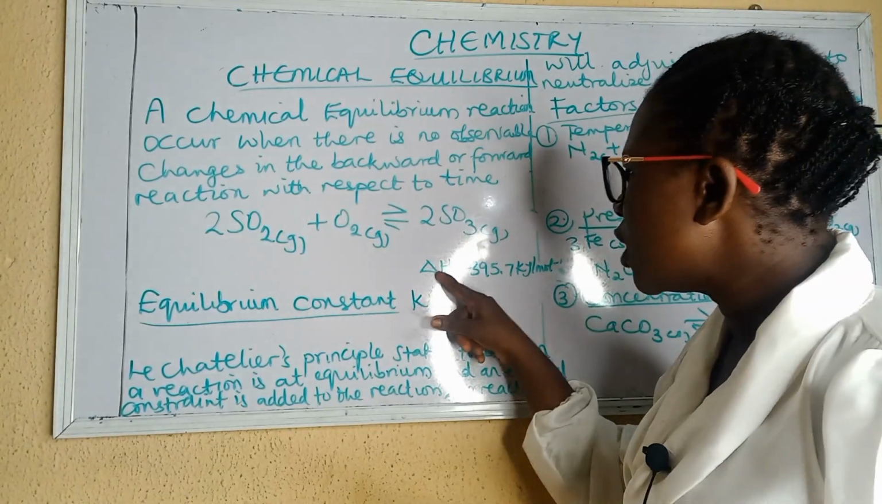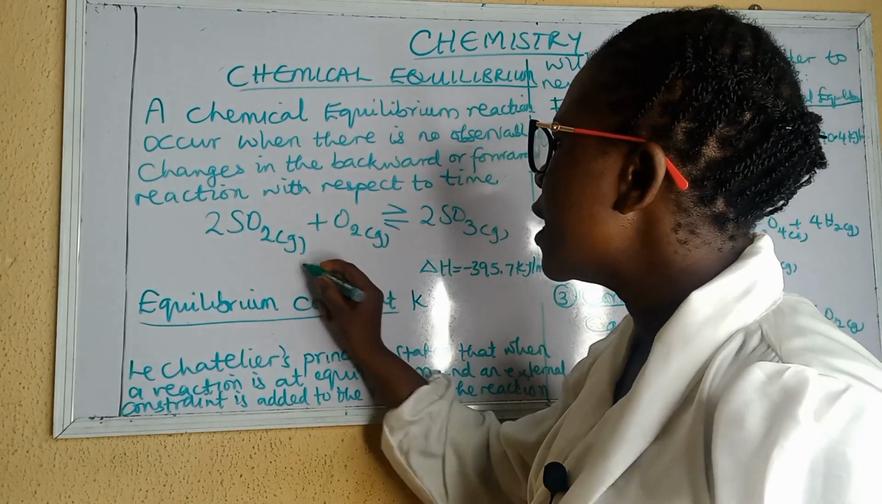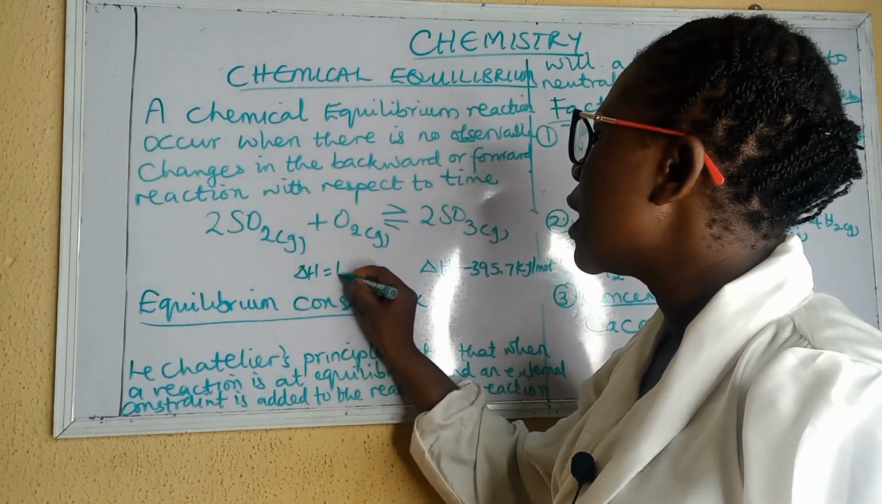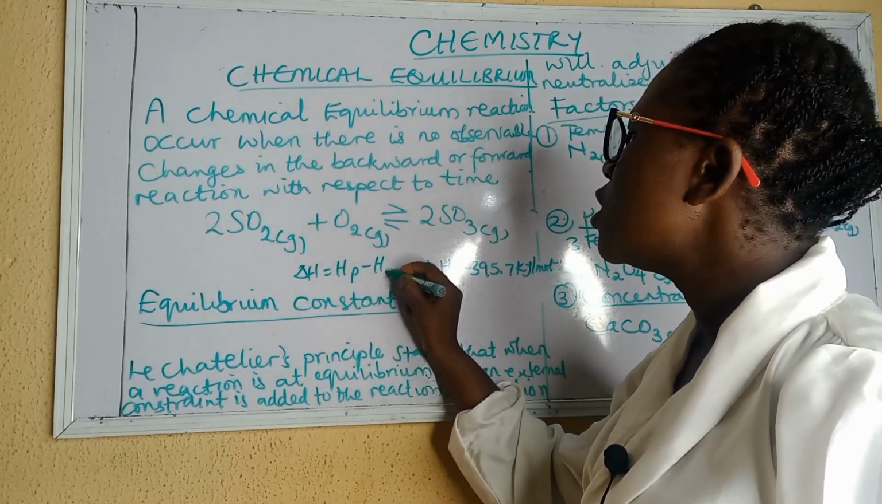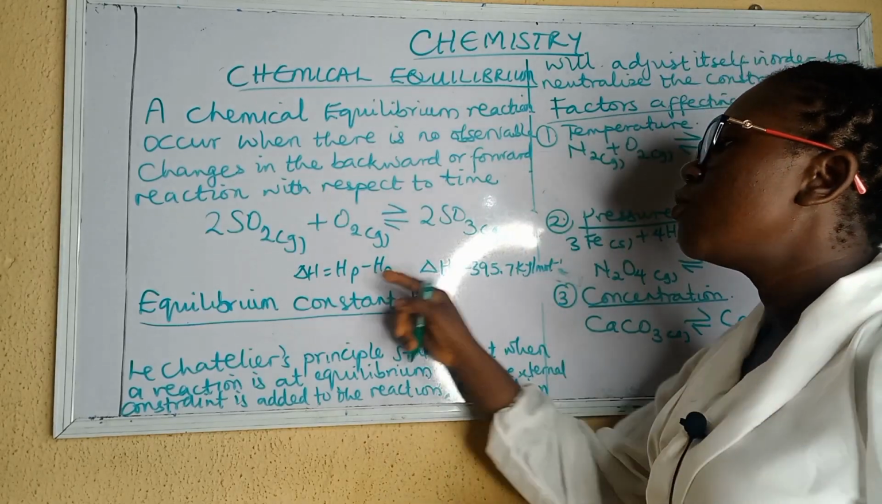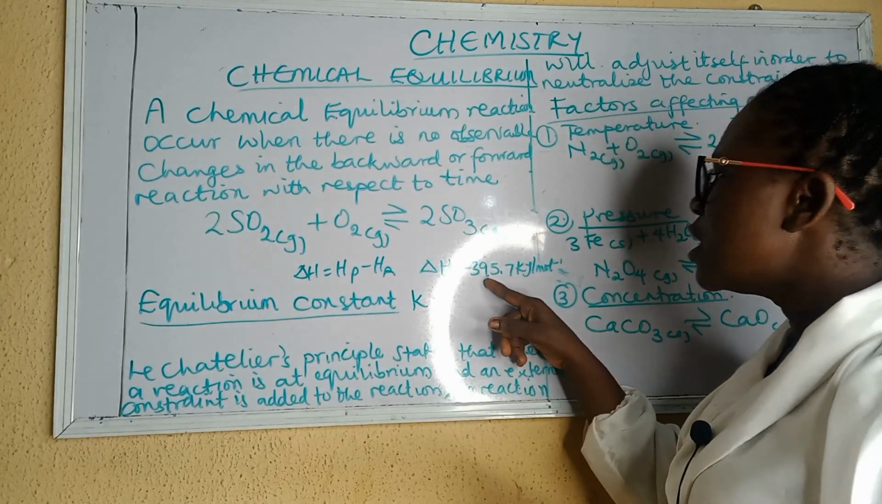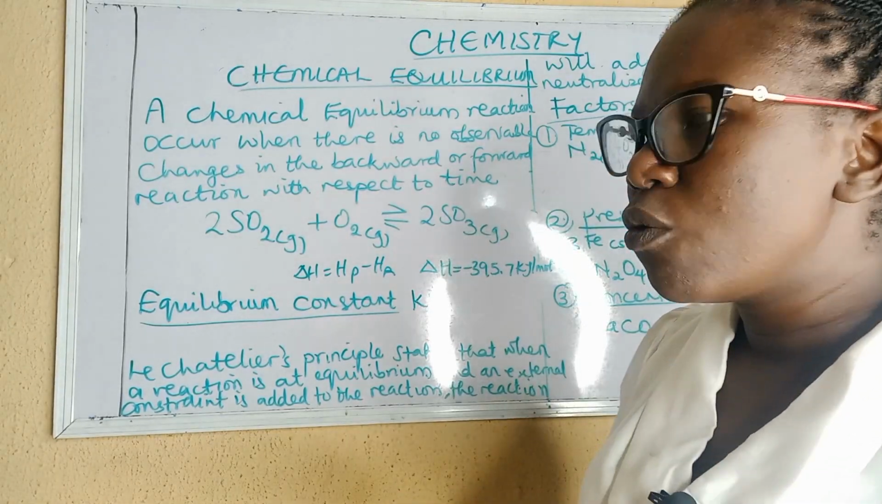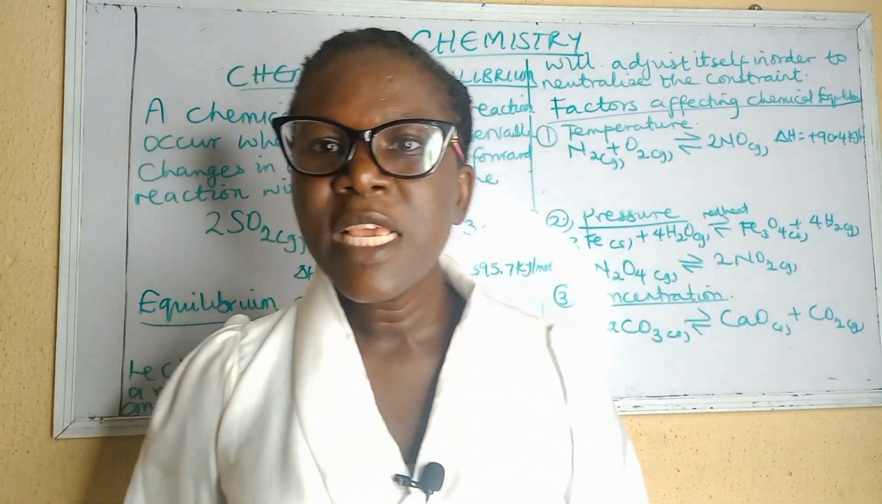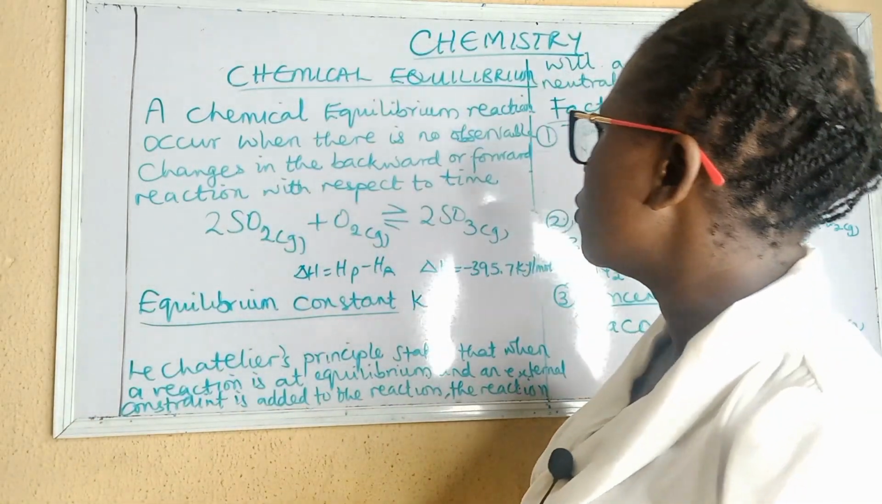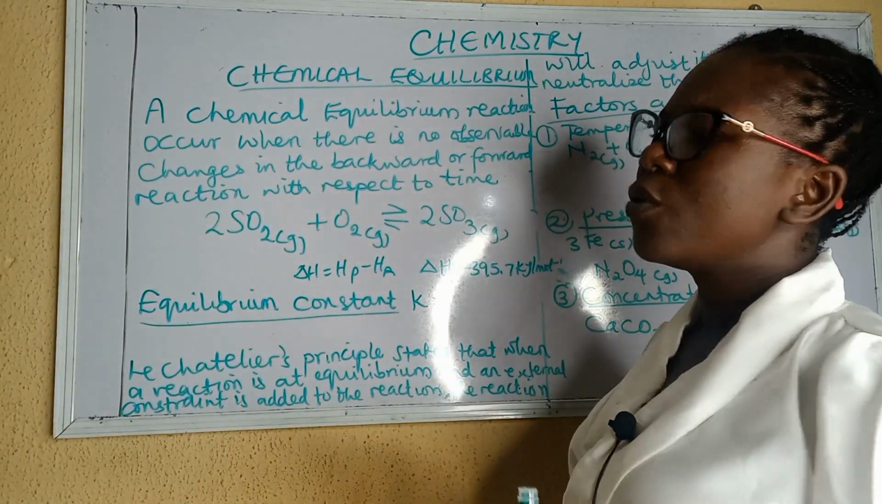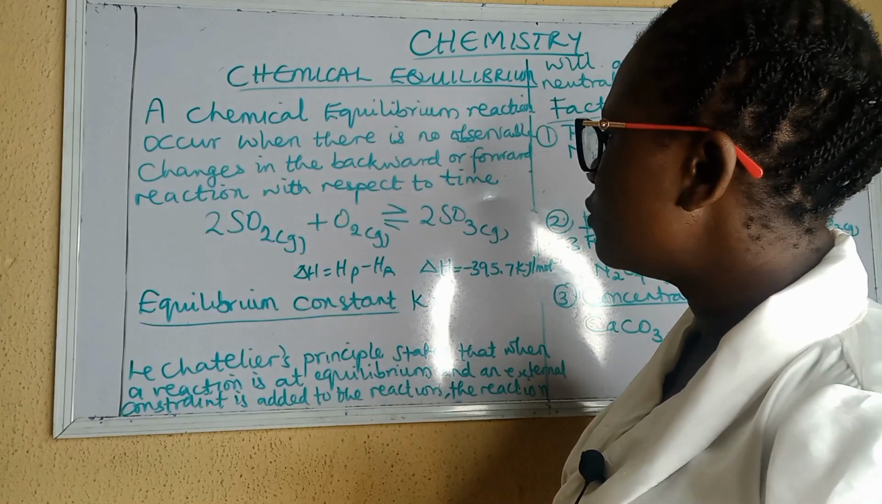While the change in H, this delta H, means heat of product minus heat of reactant. That is, take the heat of product, remove the heat of reactant from it, and you get the change in heat, which is minus 395 kilojoule per mole. That is in the form of heat energy. So a chemical equilibrium occurs in a closed system, just like I said.